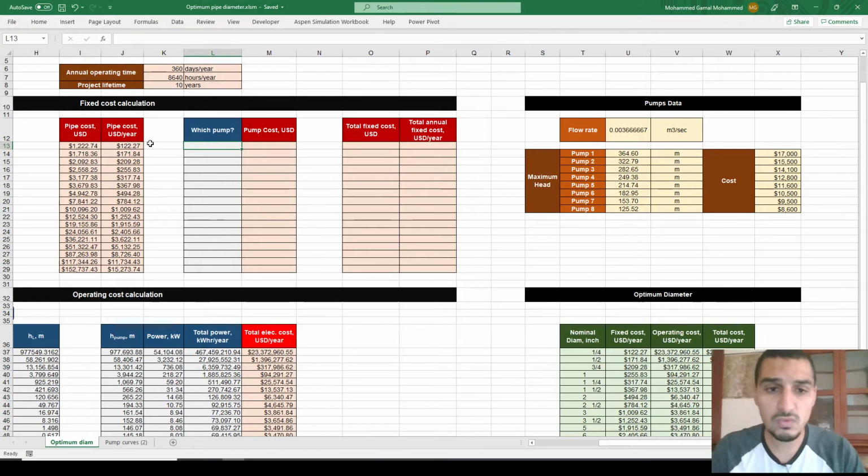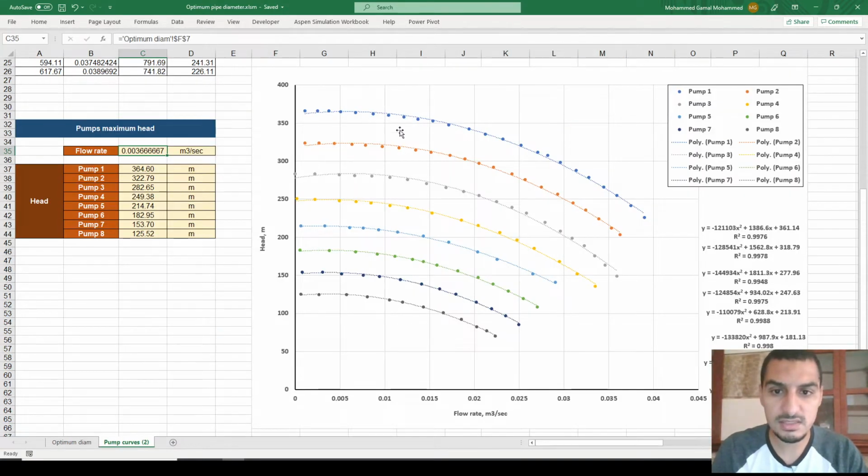Anyway, what I'm gonna do is use an if conditional. I'm gonna go back here. It's gonna see if the head is between these two, then it's gonna pick pump one. If it's between these two, it's gonna pick pump two. If it's between these two, it's gonna pick pump three. And so on until we go to the less than this value here, or the eighth pump, then it's gonna pick the eighth pump.